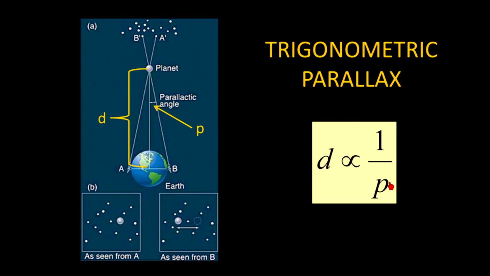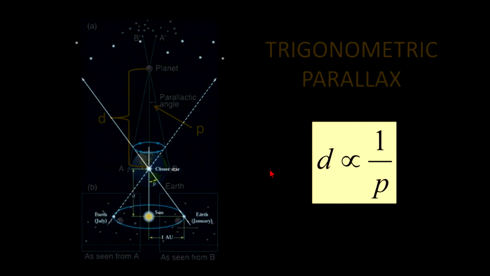Remember, when an object makes a large shift, that means it's close. So lots of shifting, big p, makes a close distance, or small d. So we can actually measure the size of p and determine the value for d. Let's apply this to the stars.